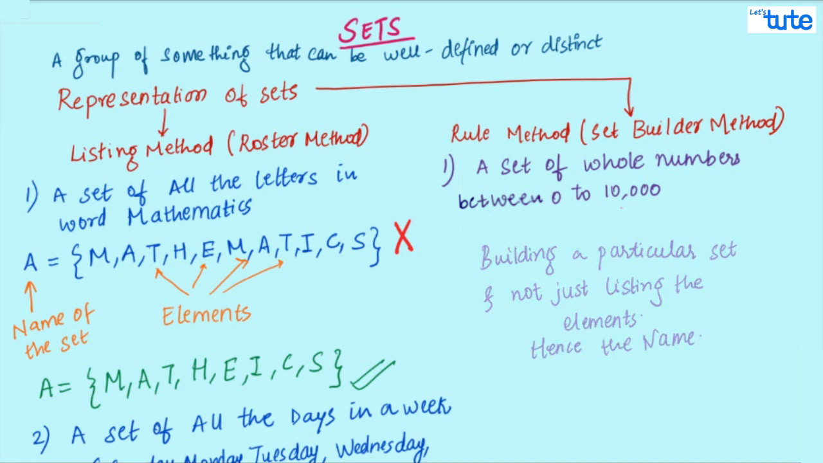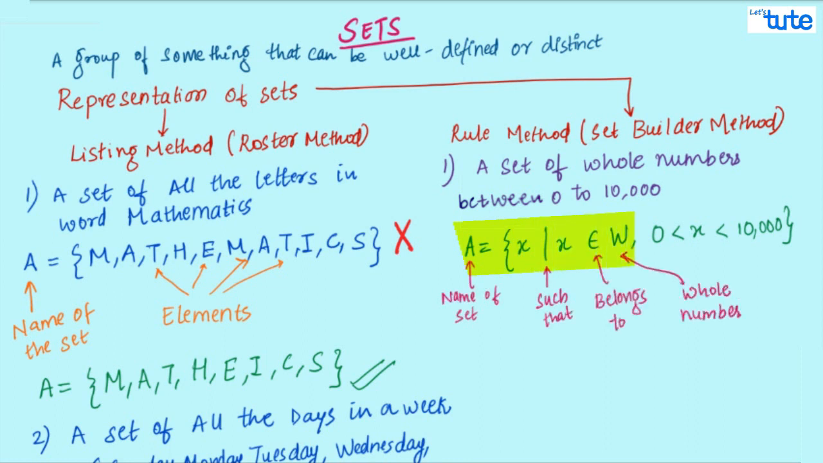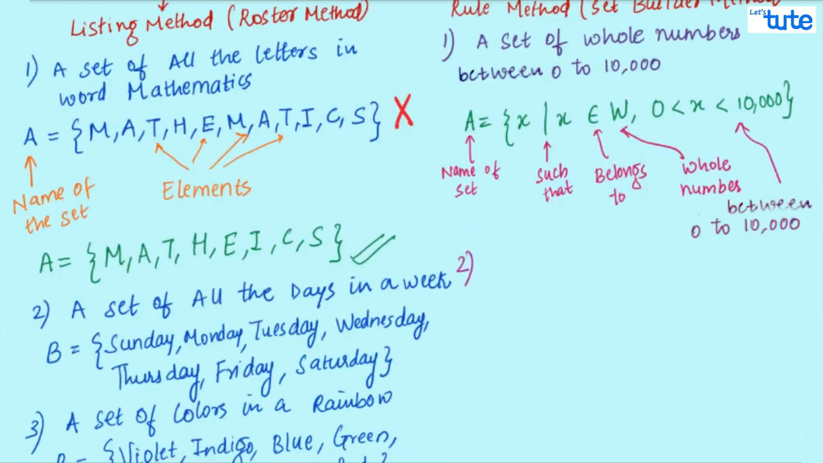A set using the set builder method is written like this and is read as A is a set of all x such that x belongs to whole numbers and x is a whole number between 0 and 10,000. Now, was this a little difficult? Let's try another set. Can we represent the set of all letters in the word mathematics in the form of a set builder form?